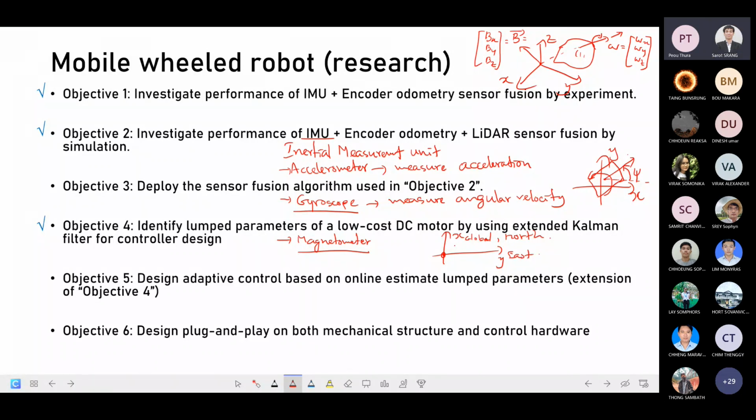Anyway, for mobile robot application, the magnetometer is used to measure how much the robot rotates from the x-axis, how much the angle it rotates from the global x-axis or the north. Actually, both gyroscope and magnetometer are fused together in order to get this angle.